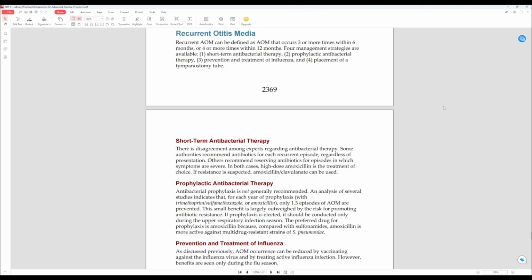Recurrent AOM can be defined as AOM that occurs 3 or more times within 6 months, or 4 or more times within 12 months. There are 4 management strategies that are available: short-term antibacterial therapy, prophylactic antibacterial therapy, prevention and treatment of influenza, and finally the placement of a tympanostomy tube.